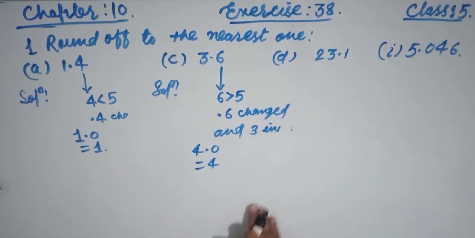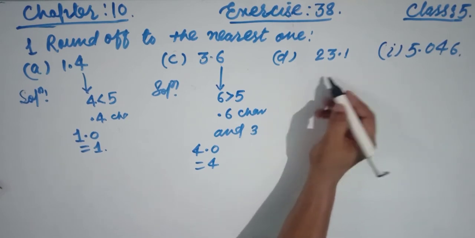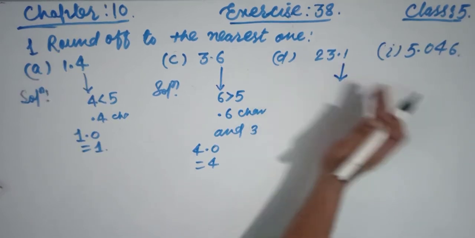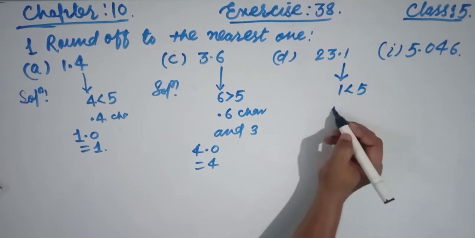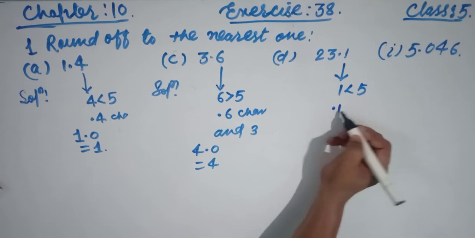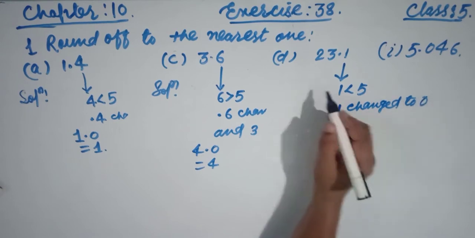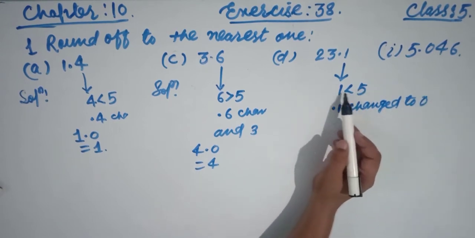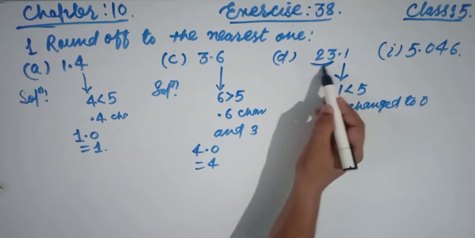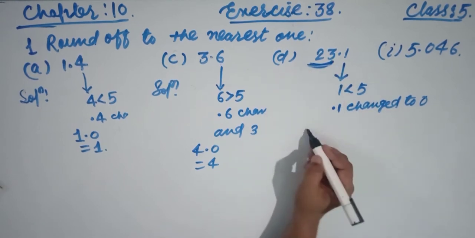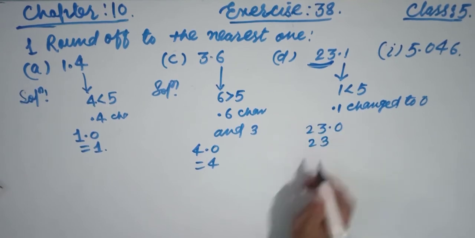Now see, friends, similarly D. Here we have to round to the nearest ones. This is 1, friends, which is less than 5. So this 0.1 changes to 0, because it is less than 5. The rest of the number, 2 and 3, stays as it is, and 0.1 changes to 0. So 23 is the answer.